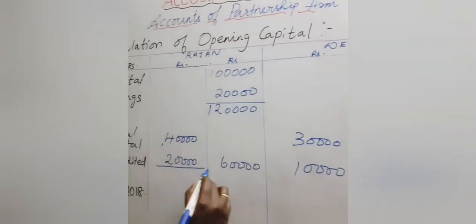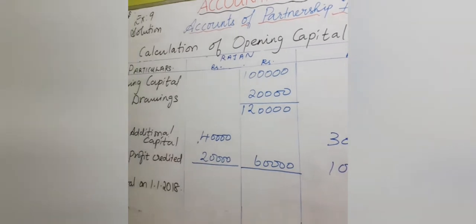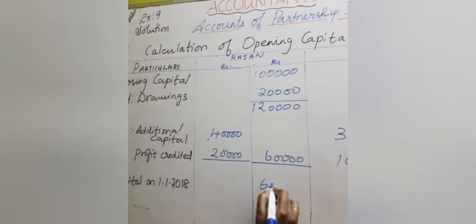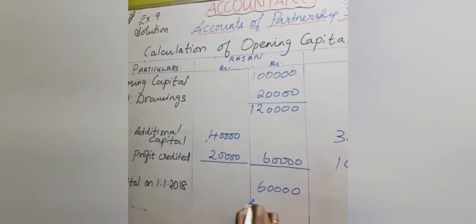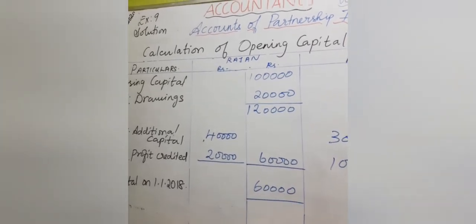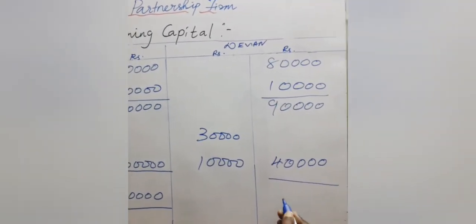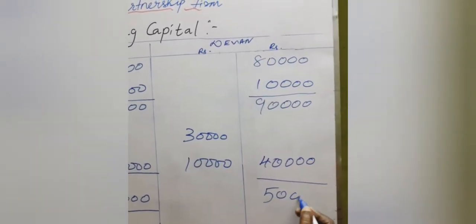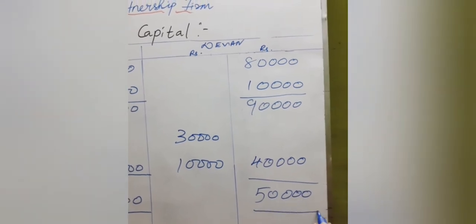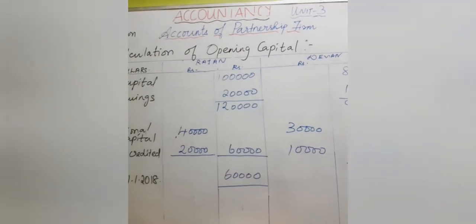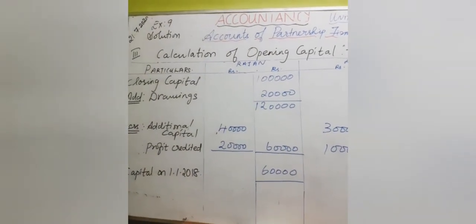Now we want to reduce this amount. So 1,20,000 minus 60,000, you get 60,000 for Rajan as opening capital. Similarly 90,000 minus 40,000, you get here 50,000 for Devan. This is the opening capital. Okay children, so hope you understood this session also.